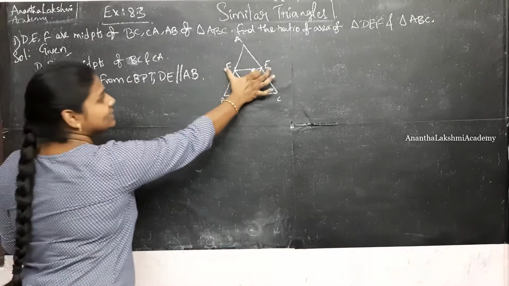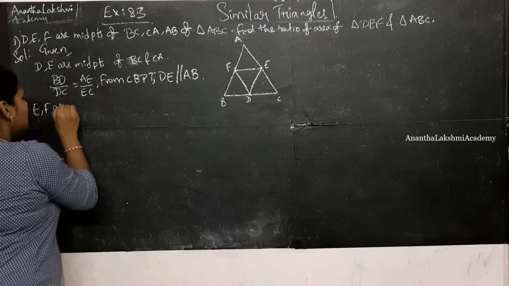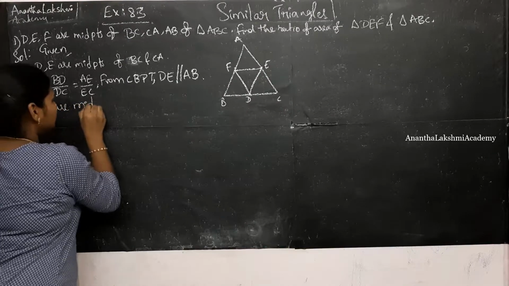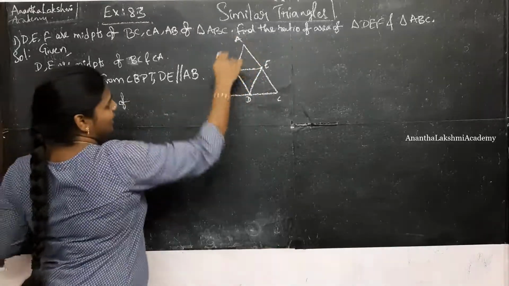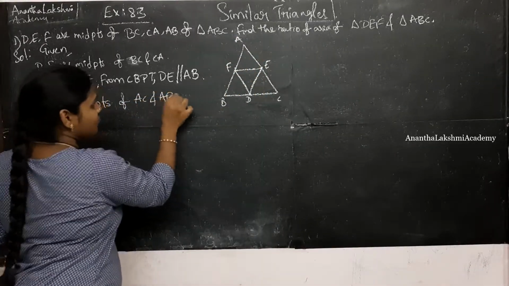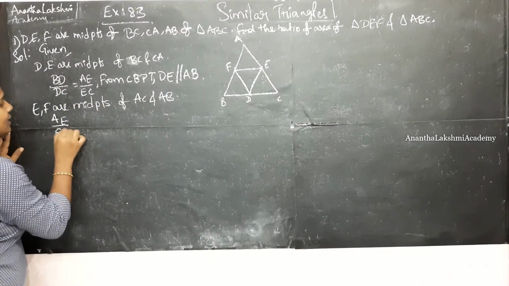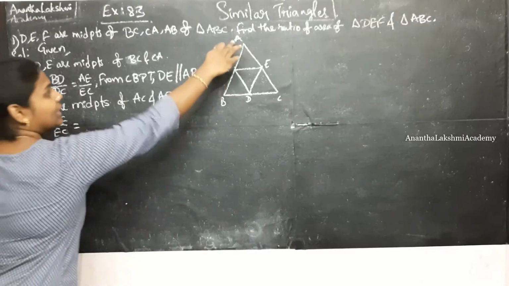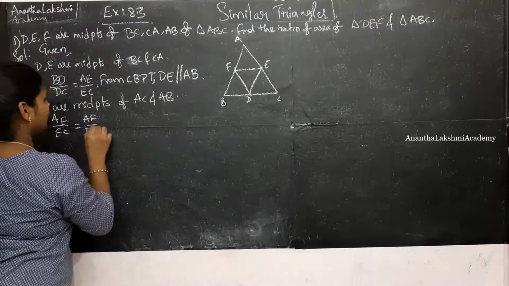Now, next thing is EF. I am going to consider E, F are midpoints of AC and AB, which means AE by EC is equal to AF by FB.